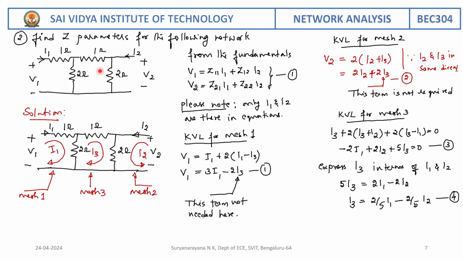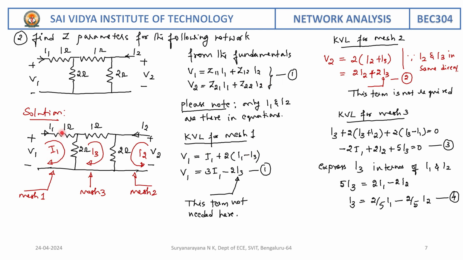Similarly, let us try to find the Z parameter for the network as shown. We have the network with 1 ohm, 1 ohm, 2 ohm and 2 ohms, and voltage sources. Let us assume mesh 1, mesh 2 and mesh 3 with currents I1, I2 and I3. Let us write the fundamental equations expressing voltage in terms of currents I1 and I2.